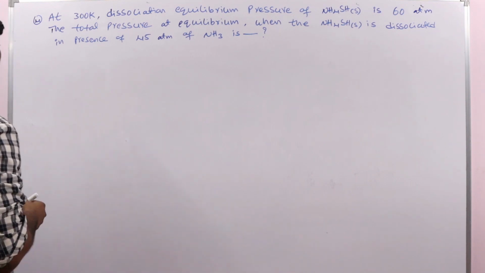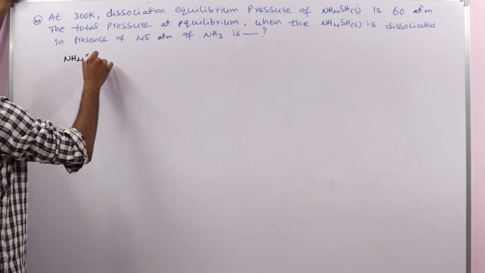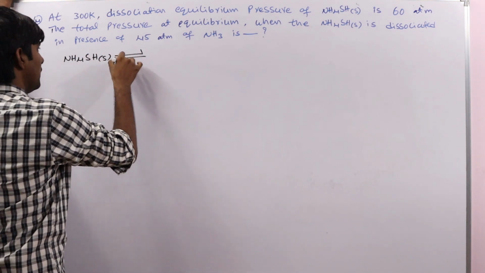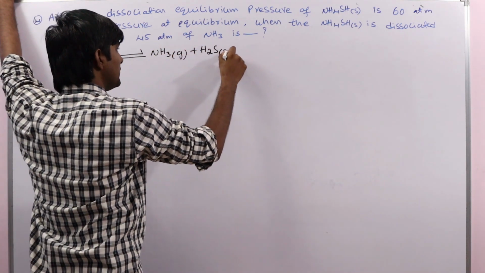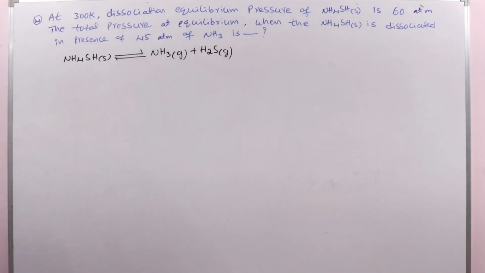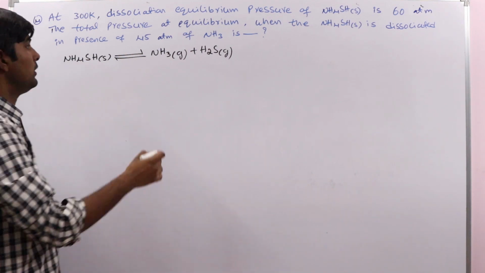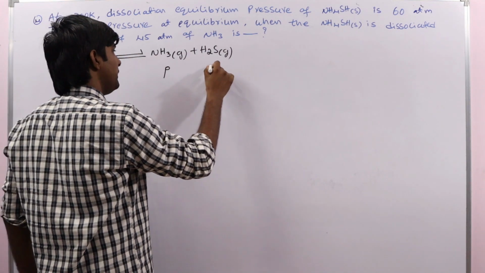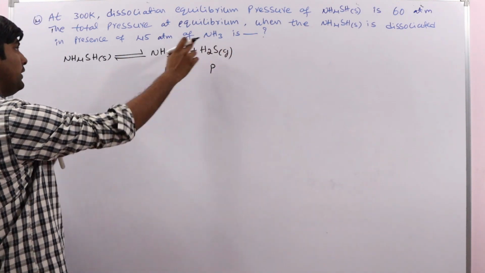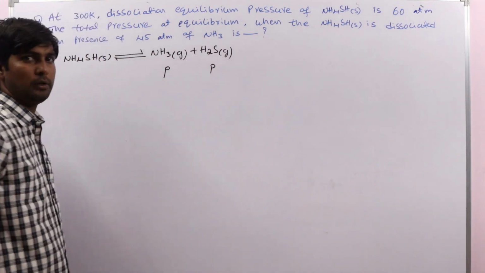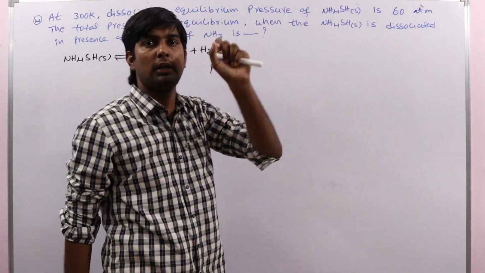Clear? So first let us take the dissociation of NH4SH. It dissociates to give ammonia gas plus hydrogen sulfide H2S gas. These two are formed. NH4SH is a solid, so no need to consider its pressure. Here the pressure of NH3 is P, and the pressure of H2S is also P, because both are formed in 1:1 ratio. They didn't provide individual pressures, they have provided the total pressure at equilibrium.